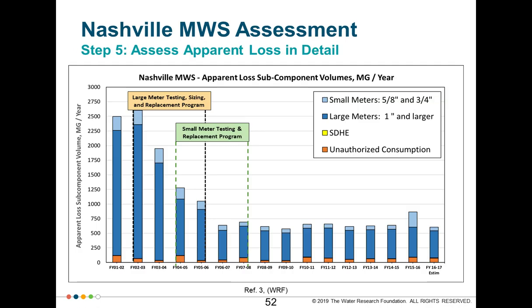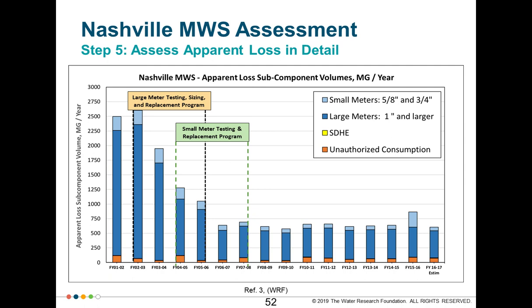We can take a deeper dive into this in step 5, and this is a longer time frame, again looking at apparent loss. What we have is, in orange, very small values for unauthorized consumption, almost unnoticeable values of systematic data handling errors, and then large meters and small meters. There's a massive reduction there, which can be attributed to a large meter testing, meter sizing and replacement program, followed by a small meter testing and replacement program.